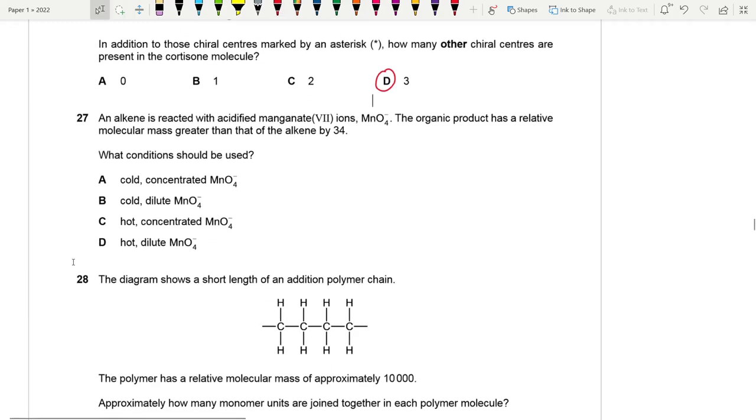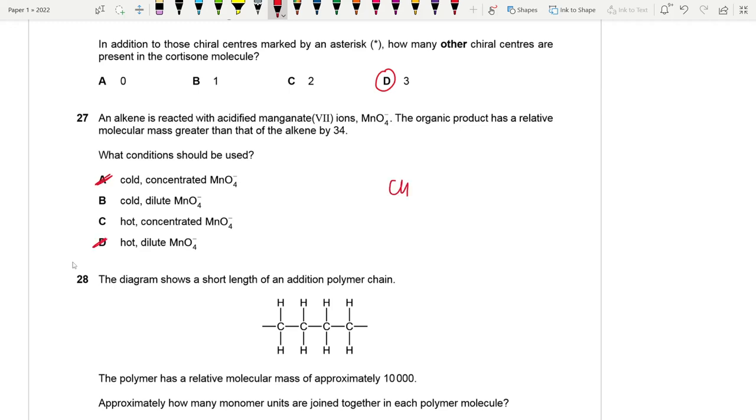27. An alkene is reacted with acidified KMnO4. The organic product has a relative molecular mass greater than that of the alkene by 34. Which conditions should be used? Interesting. So look at this. It's not cold concentrated or hot dilute. It's between these two. So look at this alkene.